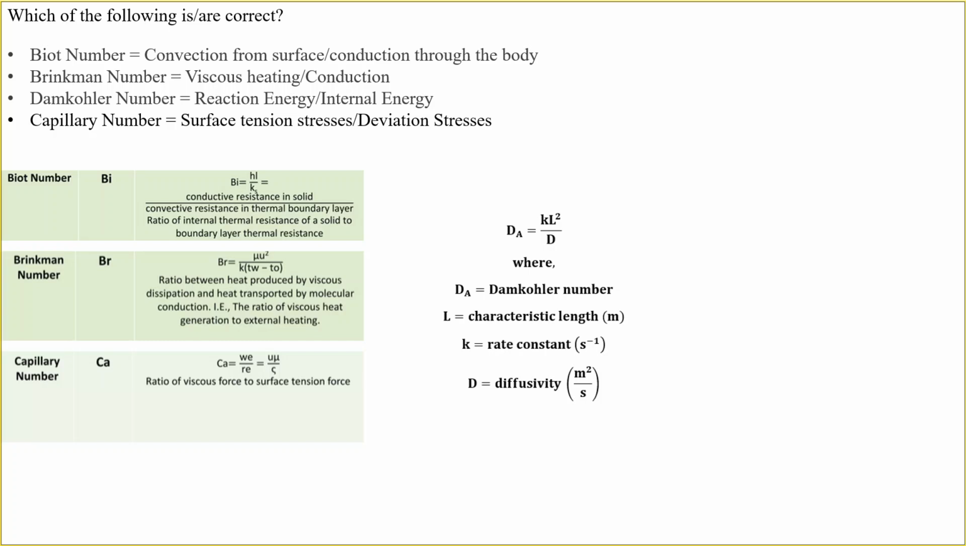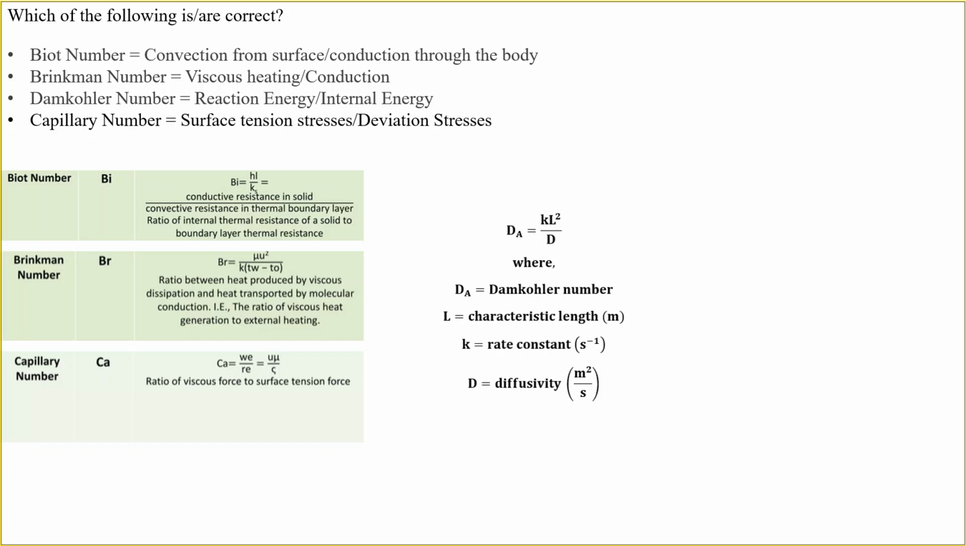And then we have the rate constant K, that will be for your reaction rates. And then we have the diffusivity, meter square per second. So the definition which has been given here is the reaction energy for the internal energy. So the Damköhler number is basically used to compare the transport scale properties and the chemical reaction properties.